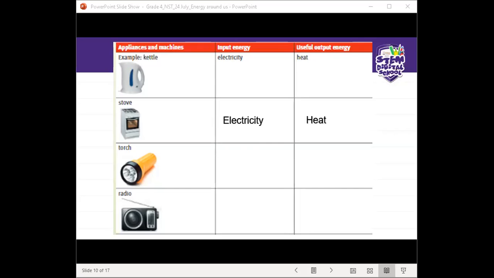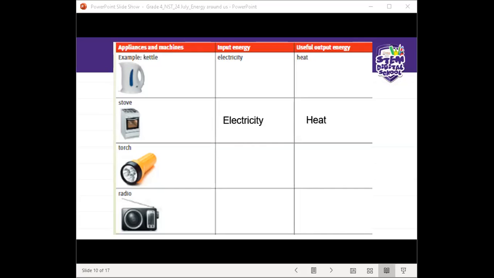Okay, so the next appliance or machine that we have is the torch. What is the input energy for the torch as well as the useful output? Awande? Ma'am, the input of a torch is a battery. The output of a torch is light. All right, beautiful. Thank you very much, Awande.